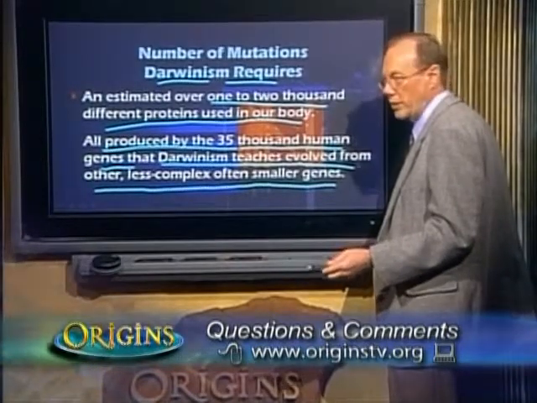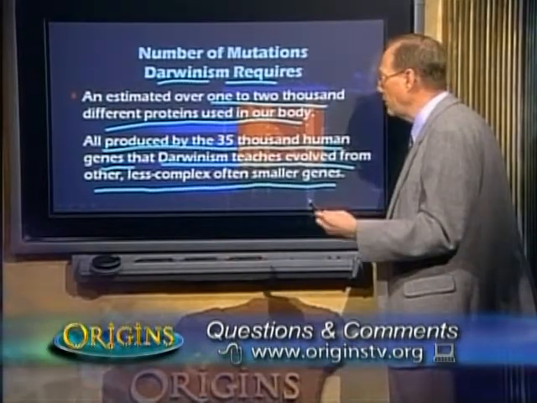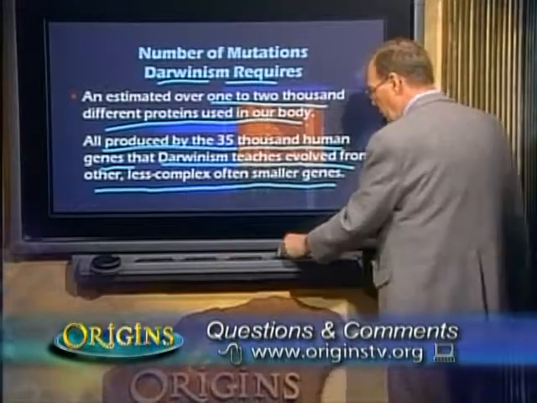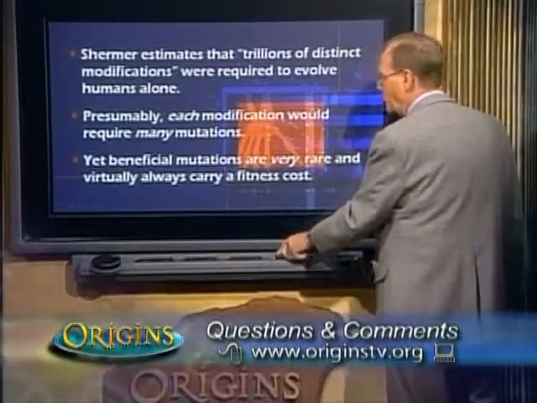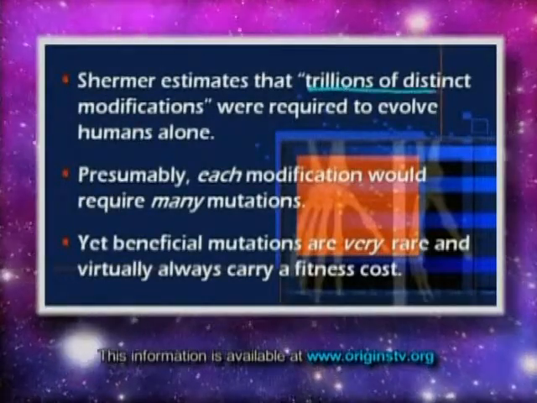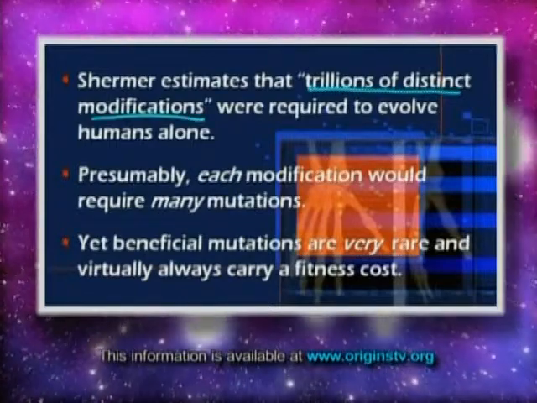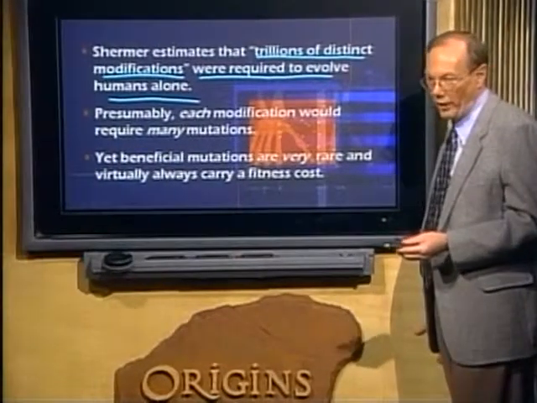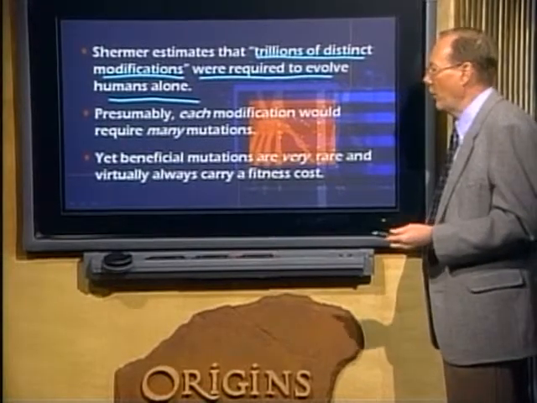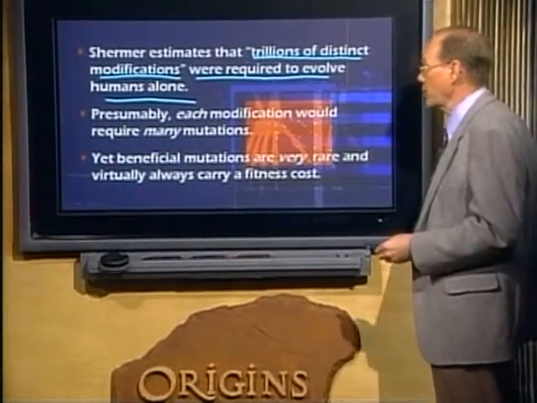We've got 35,000 genes. So basically what we have to do is evolve these 35,000 human genes. Now what's the likelihood of doing that? How many mutations do we need? Well, Shermer estimates that trillions of distinct modifications, i.e. mutations, were required to evolve humans alone. Now, Shermer, by the way, is an atheist. He's not a Christian. He's not a believer. So he estimates that trillions are required. And clearly, billions are required. How many billions, we don't know, but he estimates trillions are required.